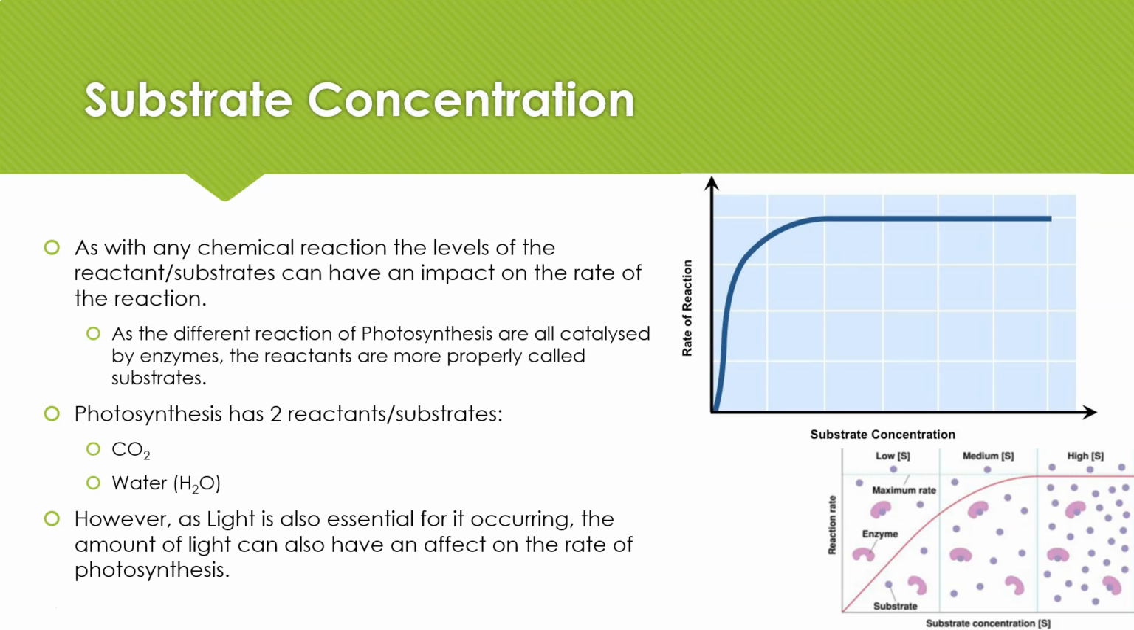Now with photosynthesis, there are two reactants or substrates, and that is carbon dioxide and water. But with photosynthesis, as we know, light is actually essential as well. It's not actually a reactant, but it's required for photosynthesis to occur. So light can, in a way, act a little bit like a substrate in terms of how it can affect the rate of photosynthesis. And we'll look at each of these in turn.